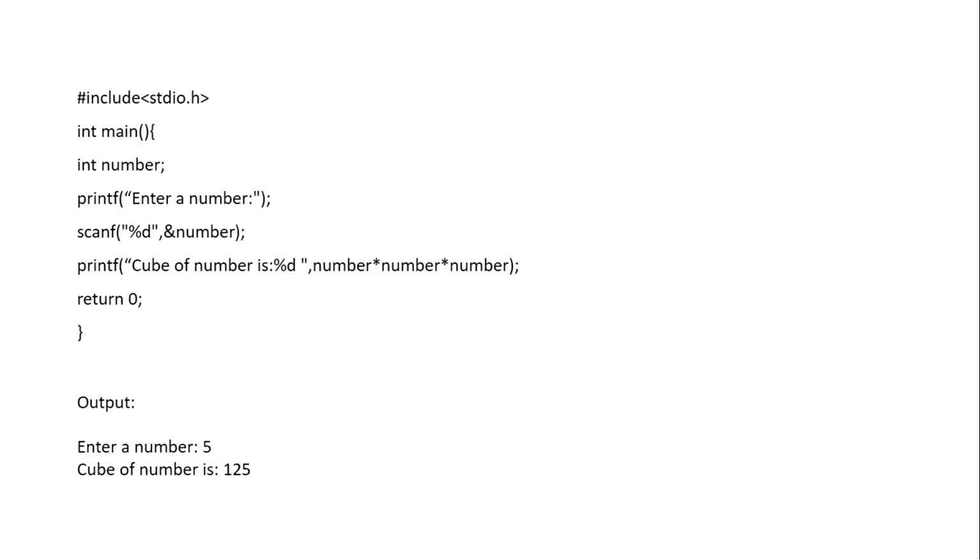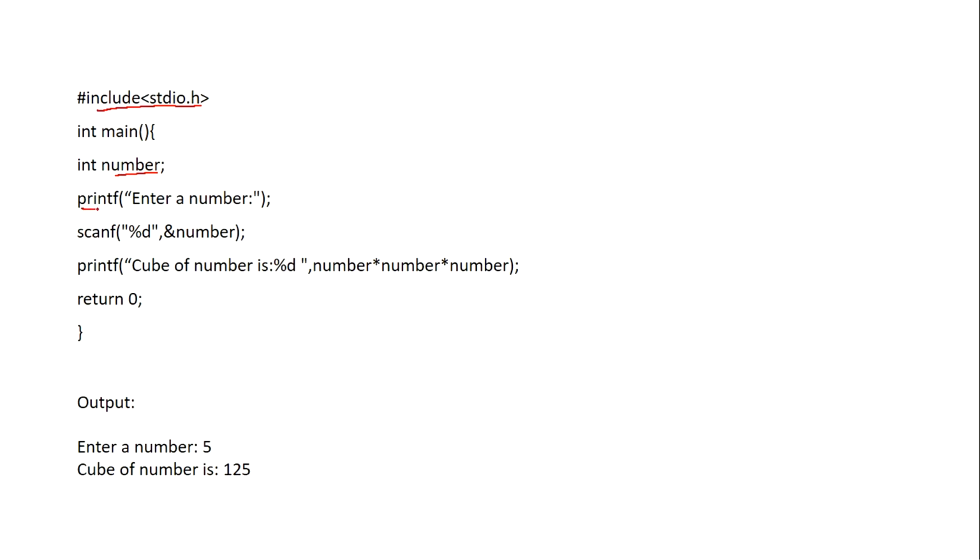So here is a simple program to calculate the cube of a number. In this program, first we need to include the standard input-output library, which is stdio.h, and in the main function we are declaring a variable called number. First we need to ask the user to enter a number. So how are we doing it?